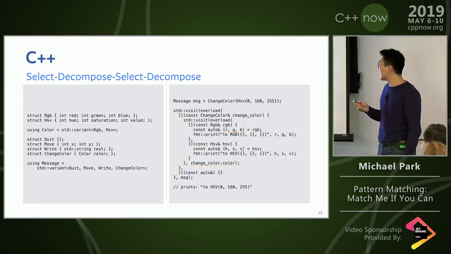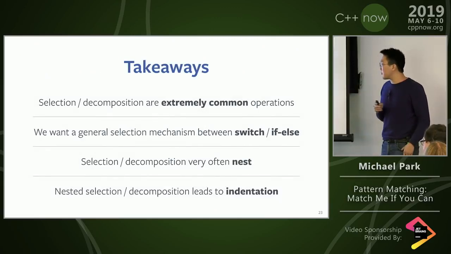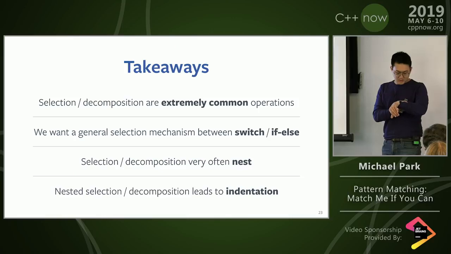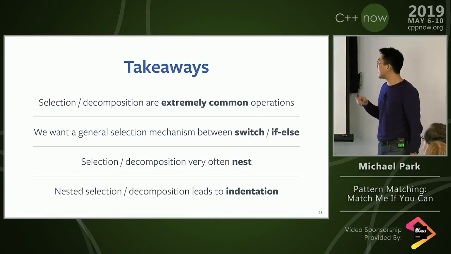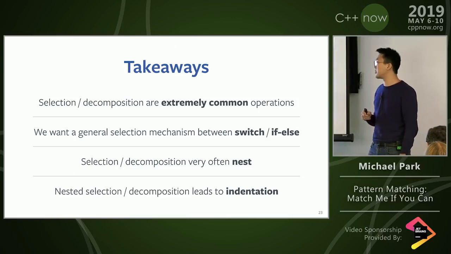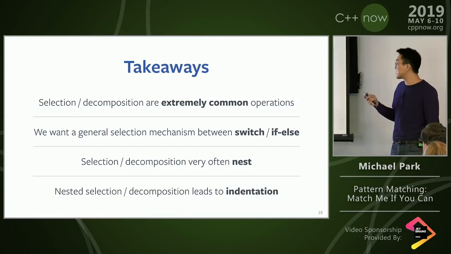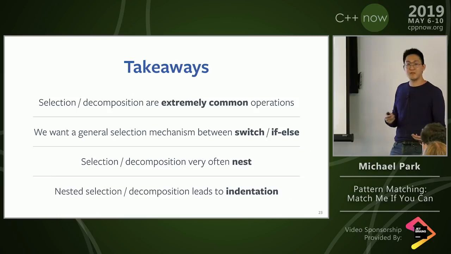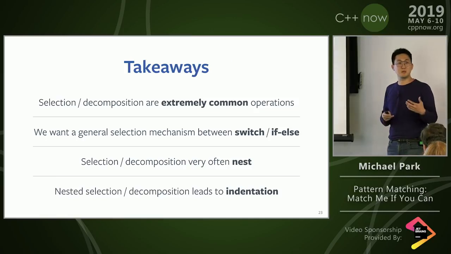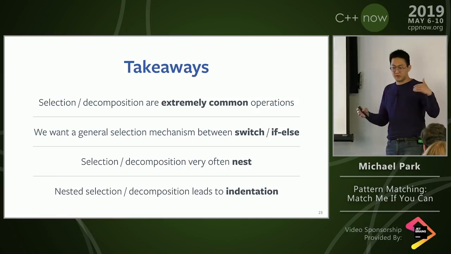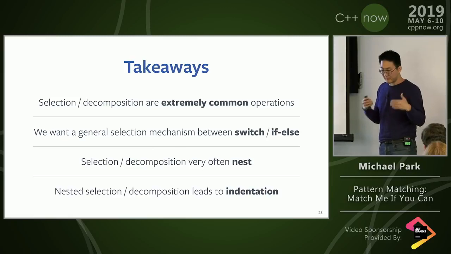And so the takeaways for the motivation is that selection and decomposition are extremely common operations. We want a general selection mechanism between switch and if else. Selection and decomposition very often nest, and nested selection and decomposition leads to indentation, which I generally like to take the level of indentation as kind of level of program complexity.